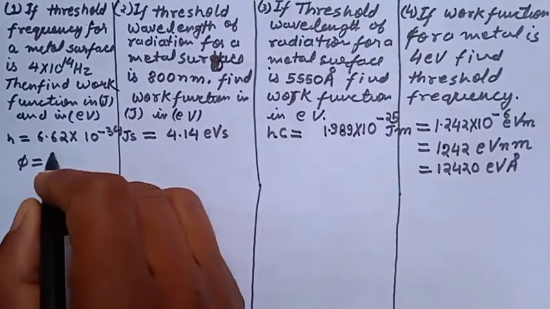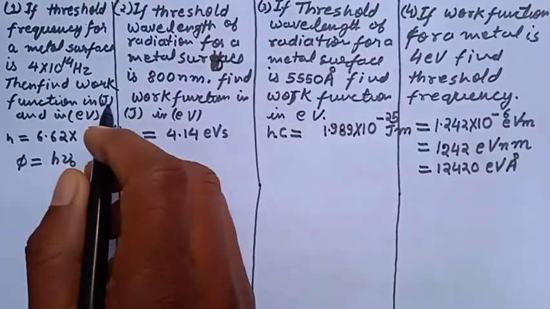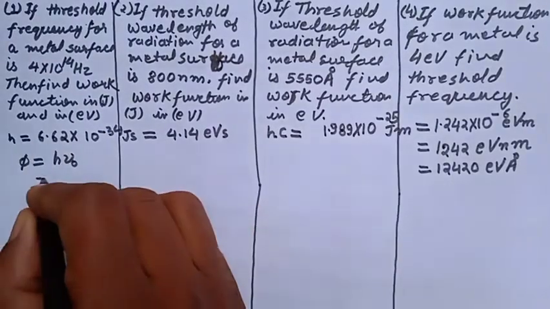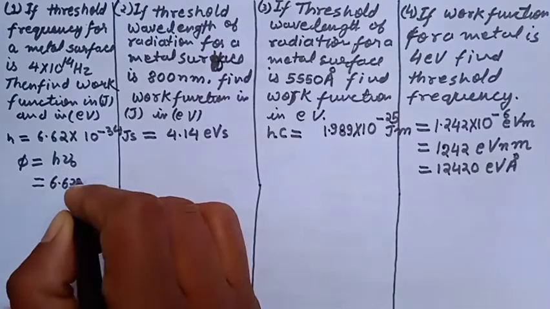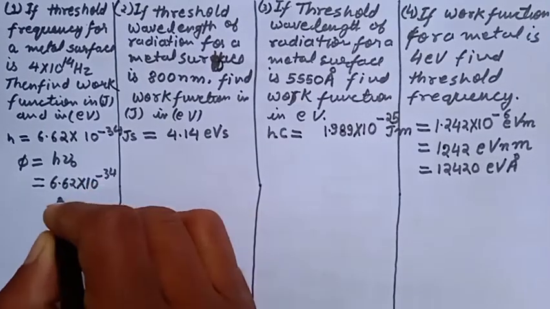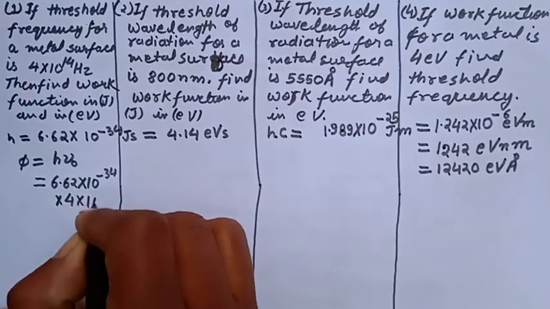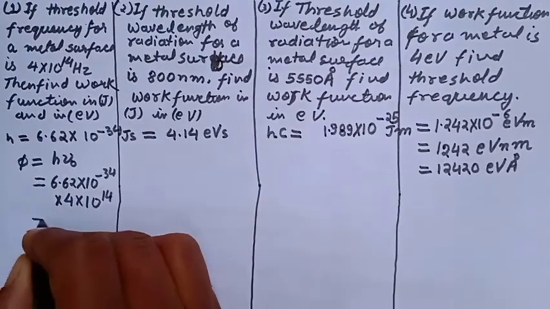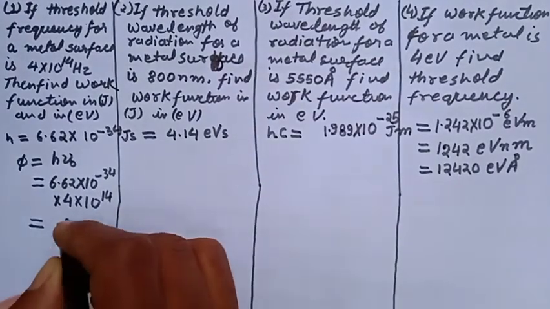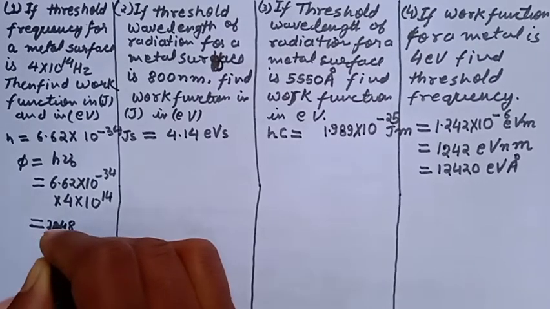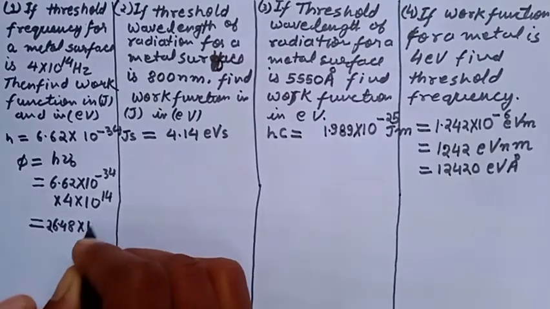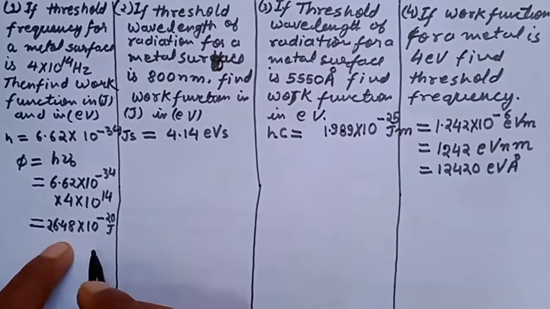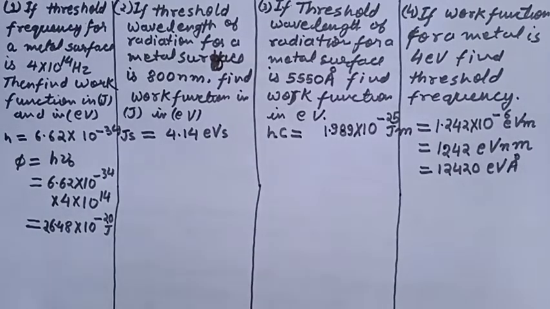So phi equal to h nu naught. First, I'm finding out this work function in joules. So I have to use the value of h in terms of joule second. So it is 6.62 into 10 to the power minus 34 into nu, which is 4 into 10 to the power 14. We can multiply this and get the answer. So it is 26.48 into 10 to the power minus 20 joule. We can convert it into electron volt by dividing it by the elementary charge e equal to 1.6 into 10 to the power minus 19.